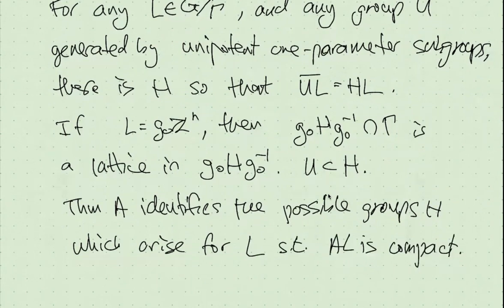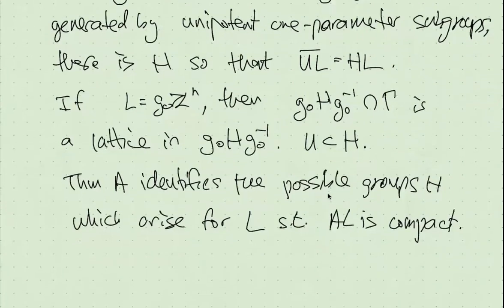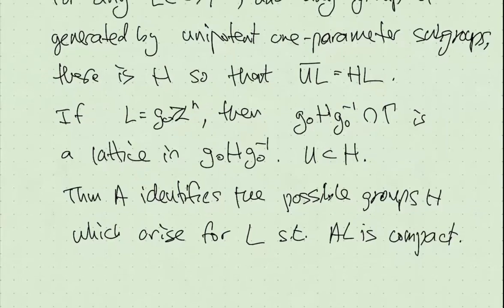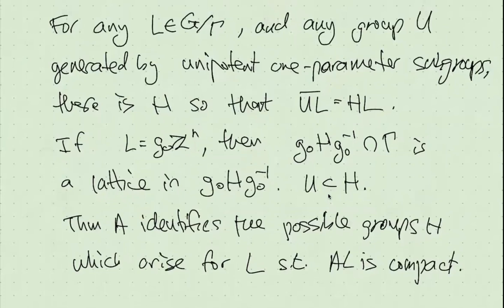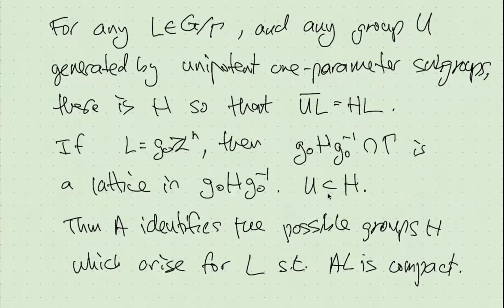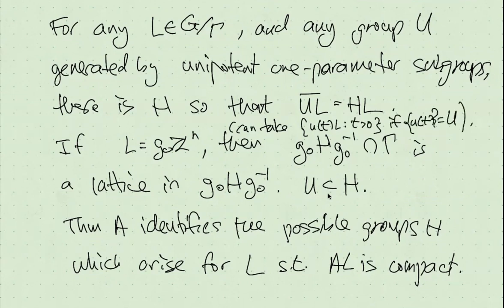And Oleg was asking earlier about replacing U. If U is one parameter, can we replace U just with positive numbers? And the answer is yes, because it's already in Ratner's work. It's not any addition of my work with Lindenstrauss. This was also due to Ratner, that here you can also take U_t L for t positive. If U is a one parameter group, you can just take one-sided, one half of the group if you like, and the same conclusion holds with the same group H.